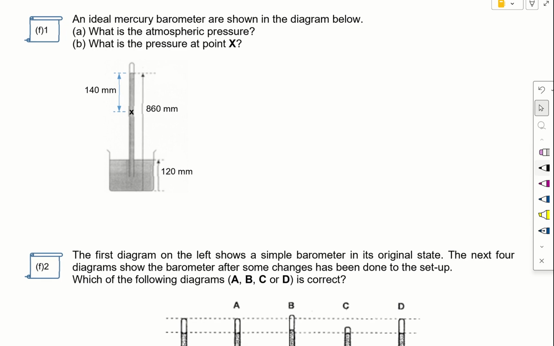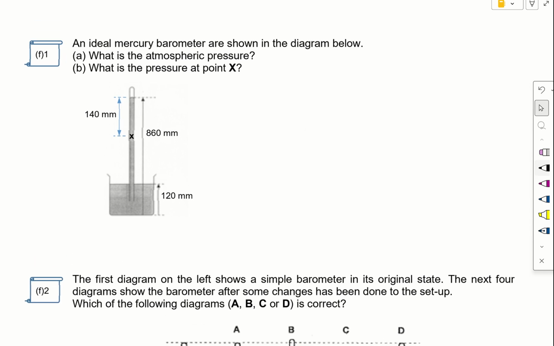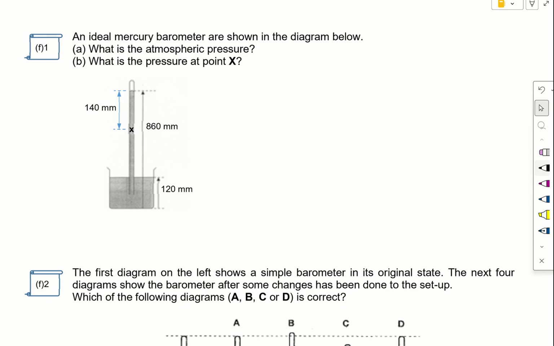Okay, so let us see. An ideal mercury barometer is shown in the diagram below. They ask us to calculate the atmospheric pressure and what is the pressure at point X. Okay, so there are two steps that I need you to use when you are solving questions involving liquid pressure.